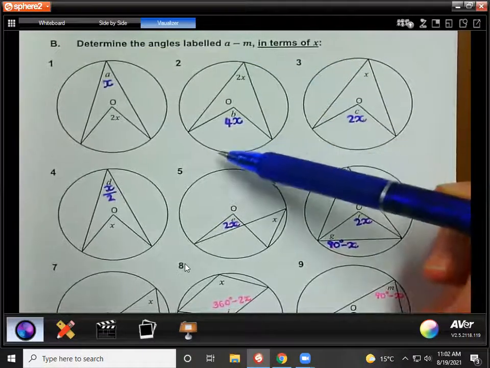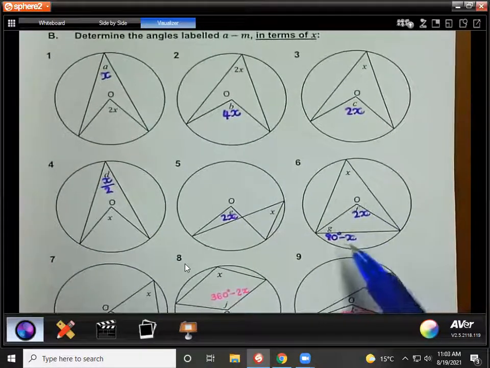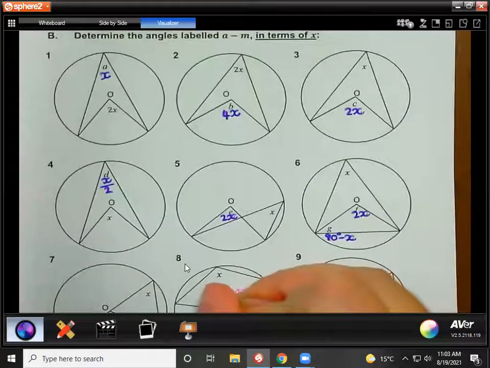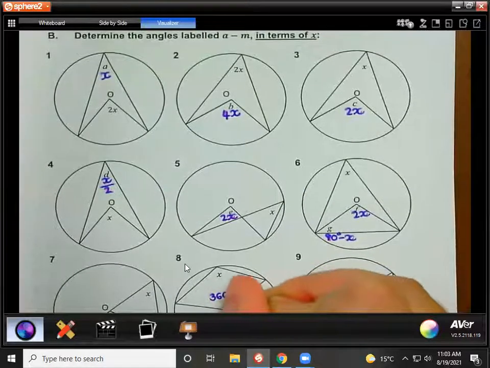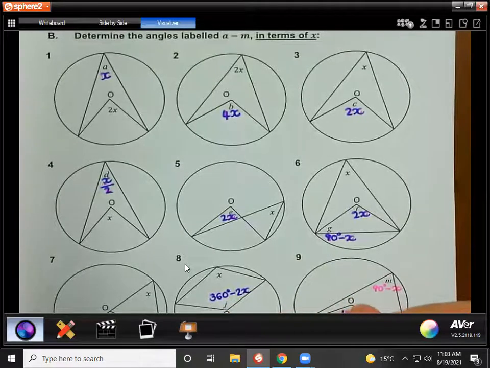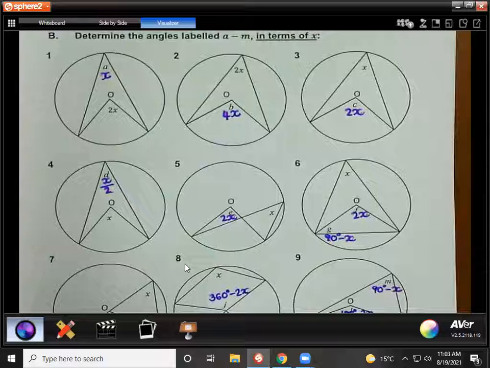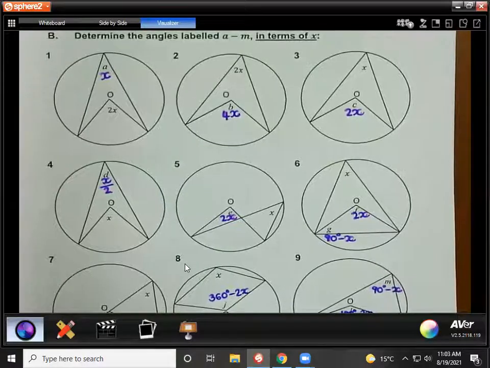So the one at the center will be double that, so 4x. You can just look at those. I will explain how we got to the answer in number 6 just now. I'm just quickly going over all of these in blue. All right, just quickly mark 1 to 5, and then I'll explain number 6, especially that 90 minus x, or how you would have been able to find that answer there.